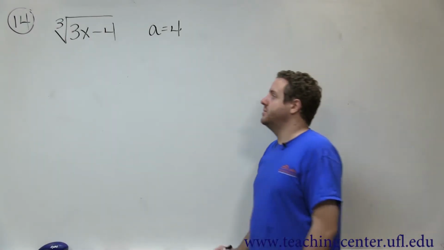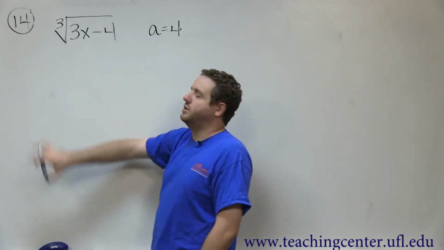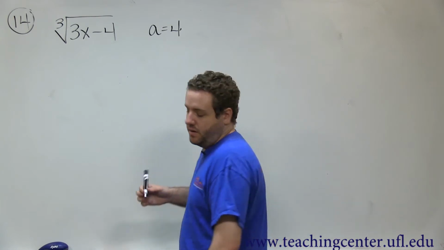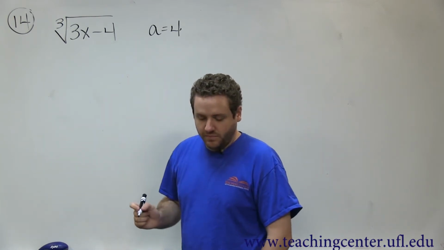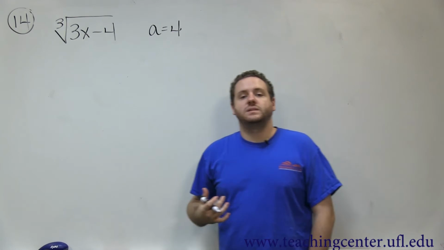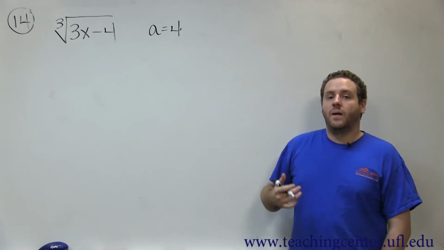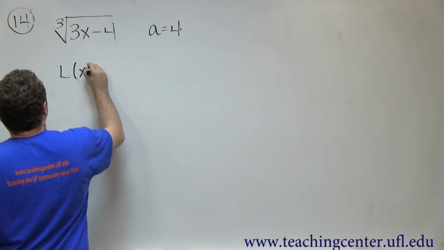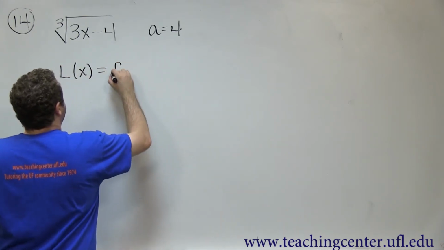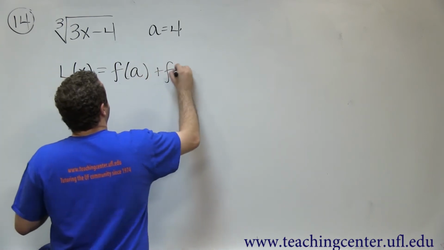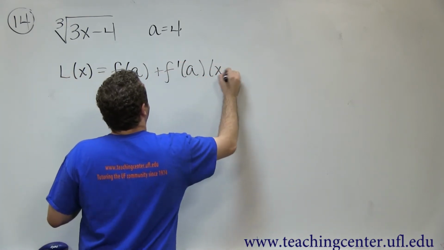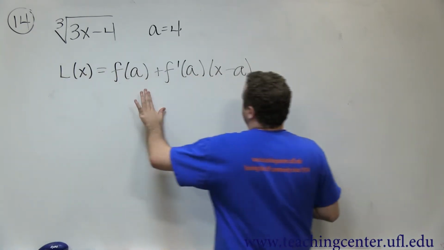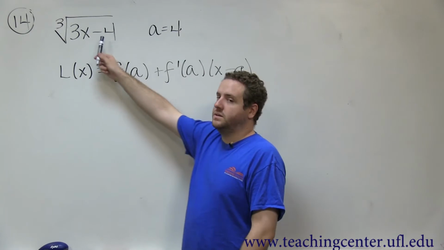Okay, in problem number 14, we're doing linearization, and we have this function, cube root of 3x minus 4. We're told to use the linearization of it around a equals 4 to approximate another value. So first, let's get our linearization function written, and then we'll go from there. So our linearization function is always going to be f of a plus f prime of a times x minus a. So our f of x is this function.